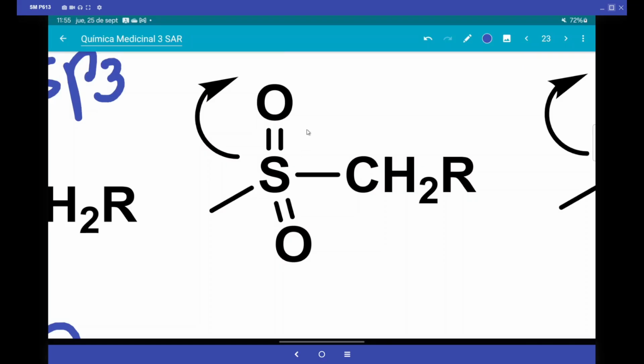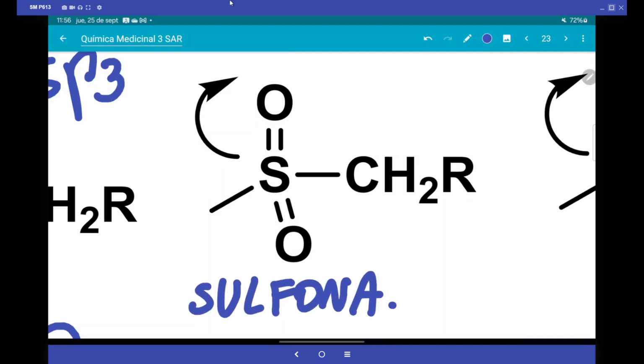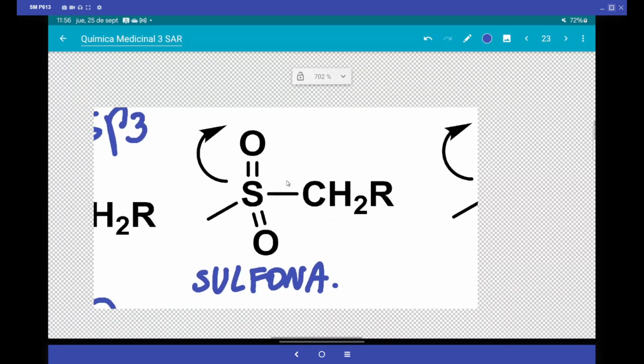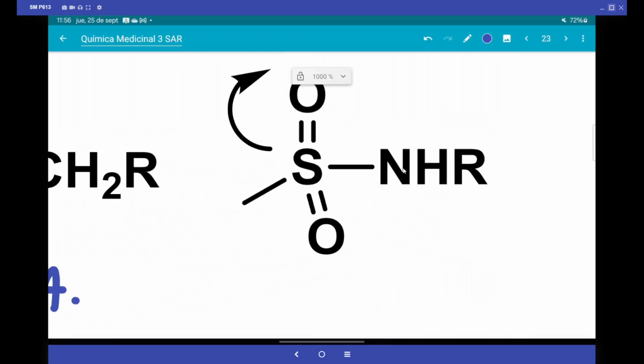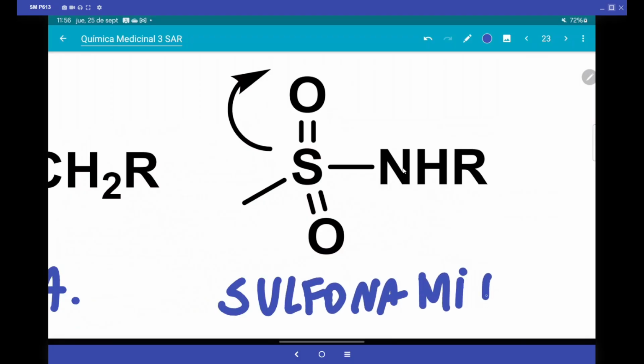This is no longer sulfide, it already has two oxygens. So it has another name. There is no problem, of course. It is not sulfide, but it would be sulfone. And there in the sulfone, it is evident that this is tetrahedral sp3. As the next one, if the previous one was sulfone, and this has an amino here, this is a sulfonamide. And all of that then are polarity isosteres.